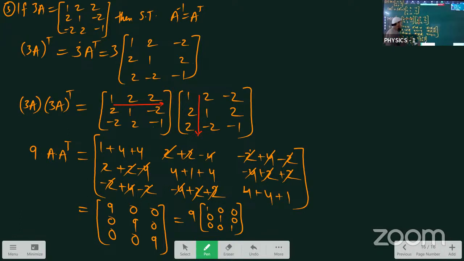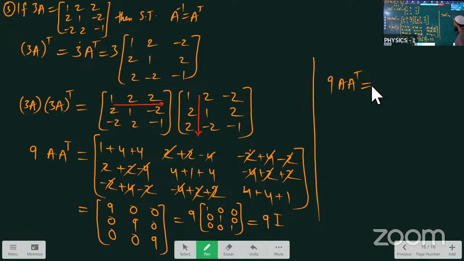So what I got finally is 9 into I. Now check here, 9 into A transpose is equal to 9 into I. So what we got finally here, 9 into A transpose, this value we got as 9 into I. So 9 cancels. So finally A into A transpose is how much? This is equal to I.